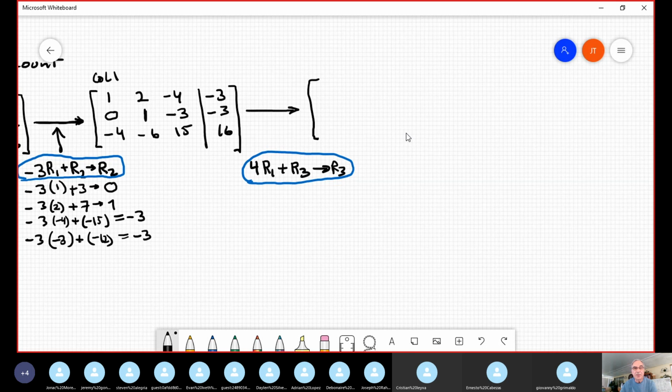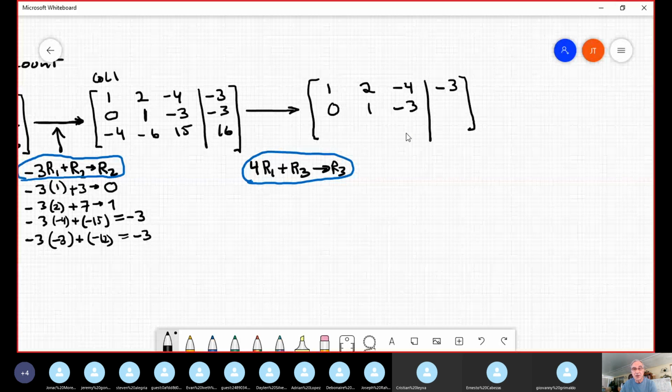Okay. I copy exactly the same row 1 because I'm using it in the formula, but I don't store the information in row 3. The only row that changes is row 3. Row 2, no. Row 2 stays the same. I never include it in the formula. Now it stays the same.